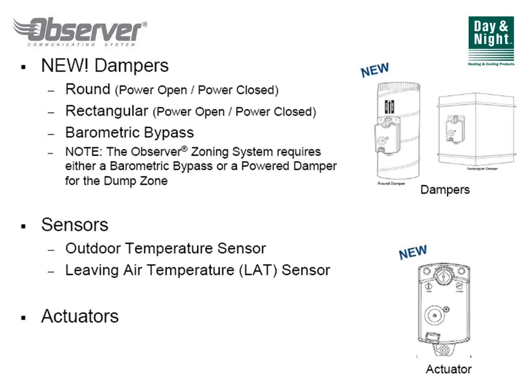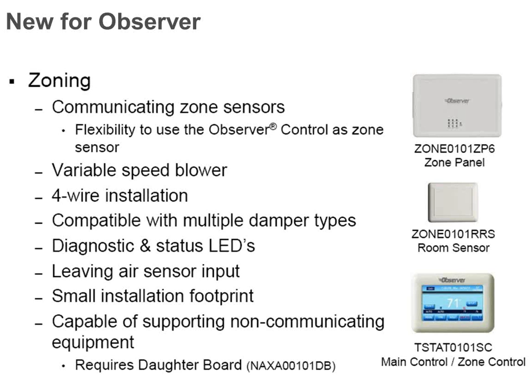The outdoor temperature sensor is built into the condensing unit. However, if you have a non-communicating condensing unit, you can order the outdoor temperature sensor. And then just like the Honeywell zoning, we need a leaving air temperature sensor just to make sure we babysit that and don't get things out of whack. If you want to use your own dampers, you can certainly do that. And then you would just get actuators from Day and Night and put them on your own dampers. We'll talk about that in a second as well.